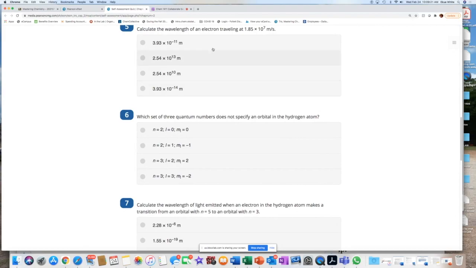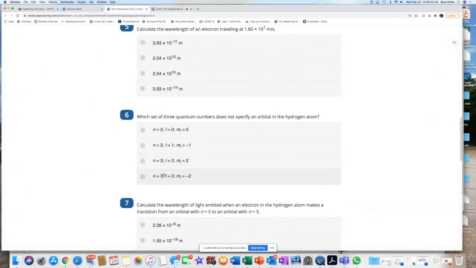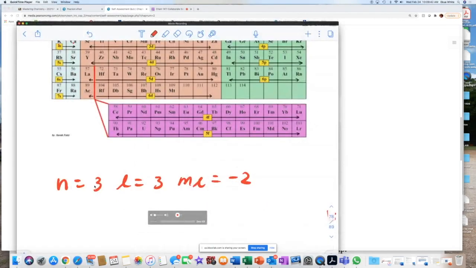So let me see. Oh, does somebody already have an answer? The last one? Okay, hold on. Yes, that's what I was heading towards, the last one. So let me show you why it doesn't work, right? N is equal to 3, L is equal to 3, M sub L is equal to negative 2. Okay, very good. So let me show you why it doesn't work.